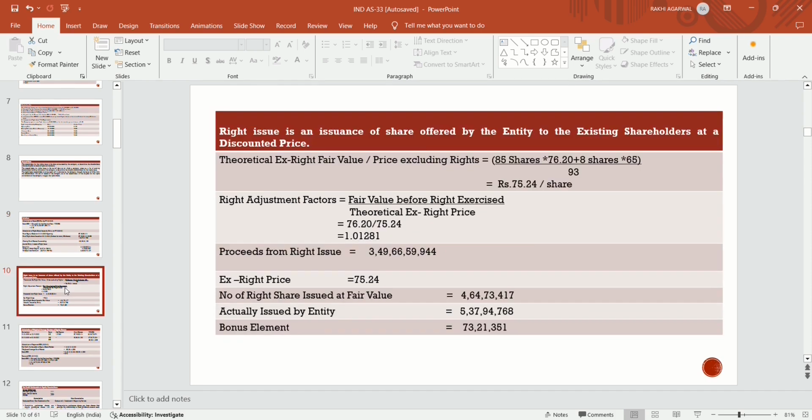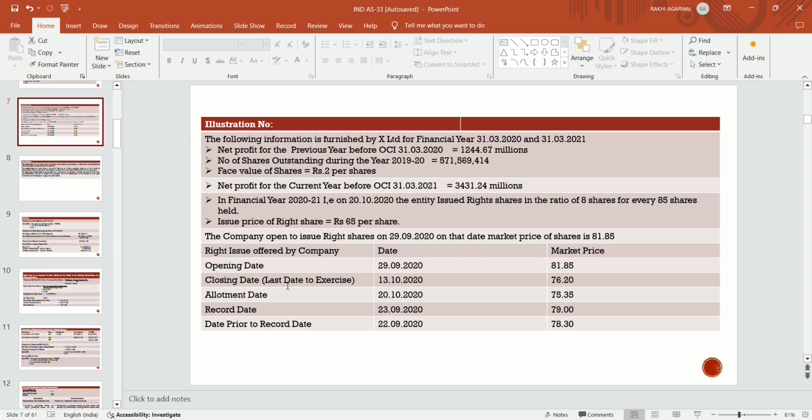We will find out the theoretical ex-right fair value, or price excluding the right. A right issue is an issuance of shares offered by the entity to the existing shareholders at a discounted price. So the theoretical ex-right fair value is the price excluding the right. For 85 shares on the date when the right is exercised, the last date to exercise is 13th October 2020, because the right shares are issued in the ratio on 20th October 2020 and the last date to exercise is 13th October 2020. The market price on that date is 76.20.